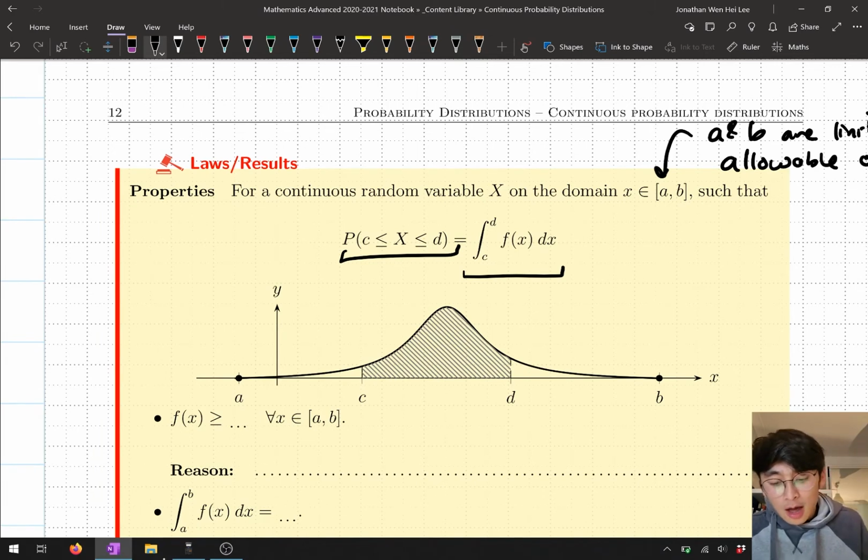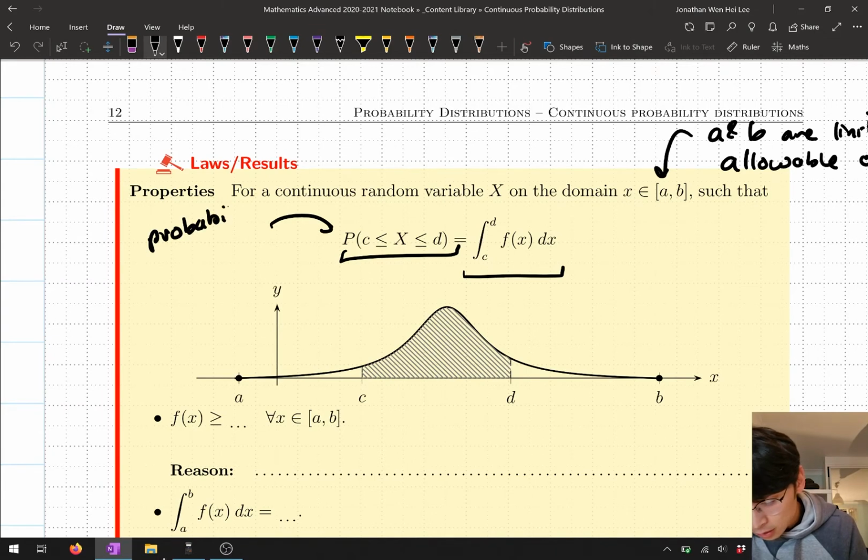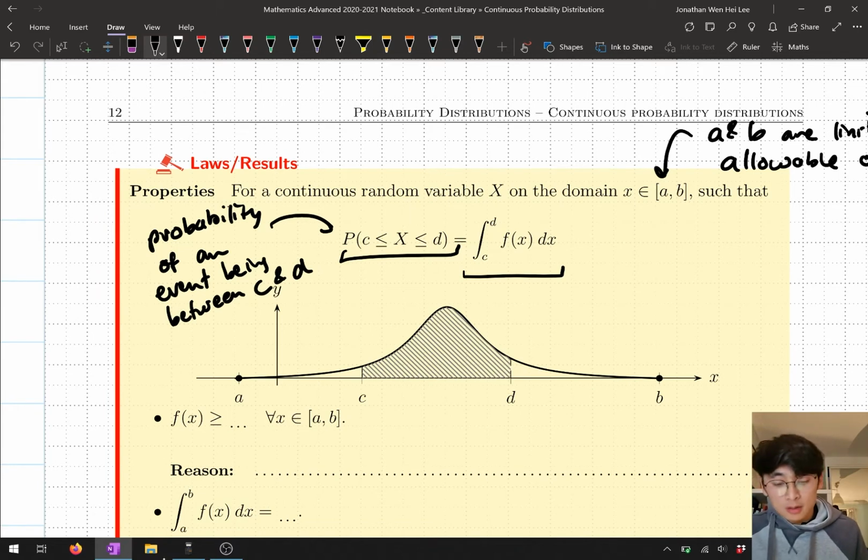So here, this is the probability of an event being between C and D. And the way that we do this is we find the area under the curve. So the area under the curve actually gives me the probability of that event. Okay.